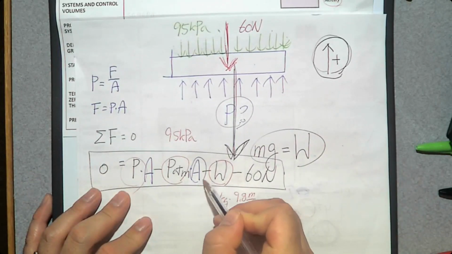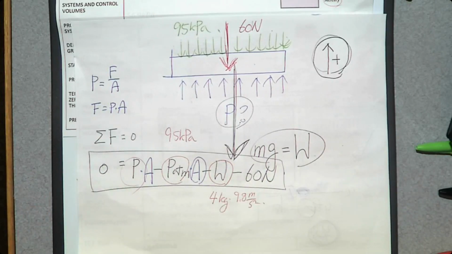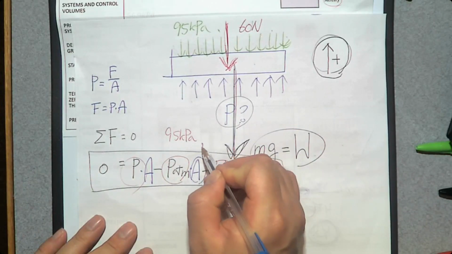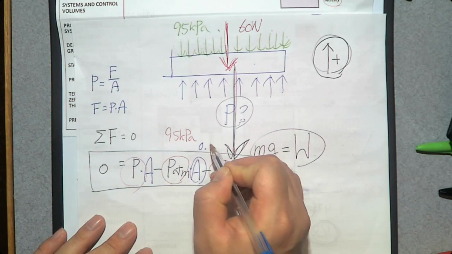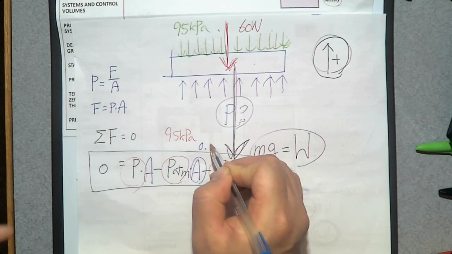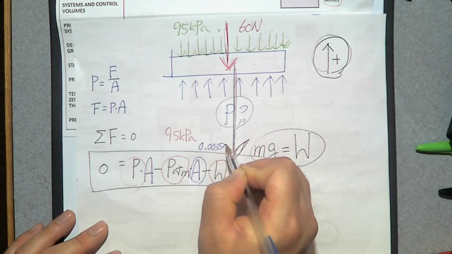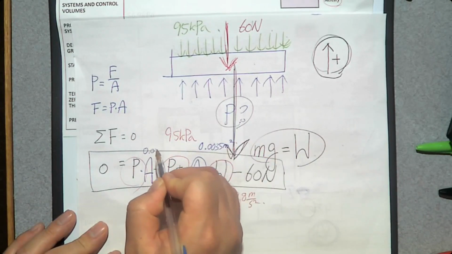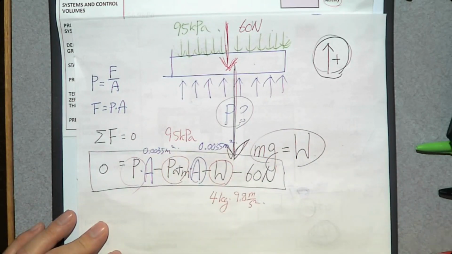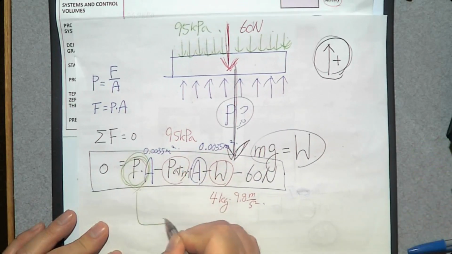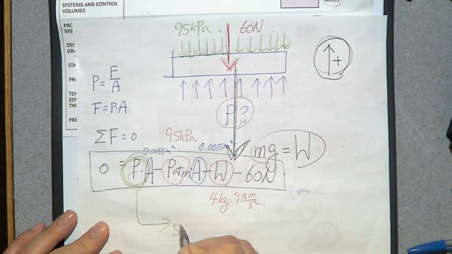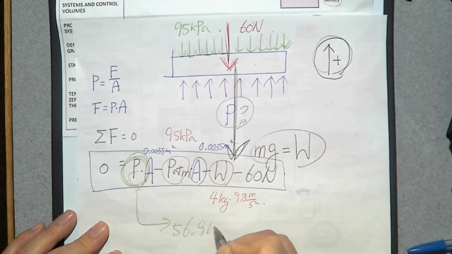Oh, of course, you don't want to use centimeters. 100 centimeters is 1 meter. So 10,000 centimeters square is 1 square meter. So it's going to be 0.0035 meters square. If you solve it, you determine the pressure inside this piston cylinder device. If you do, you get 56.9 kilopascal.